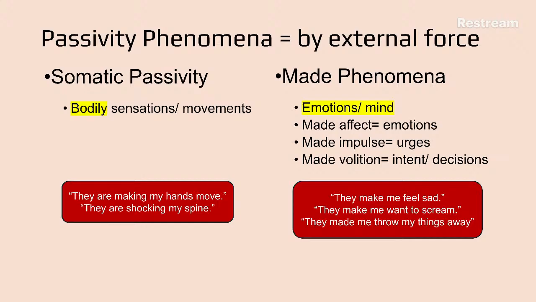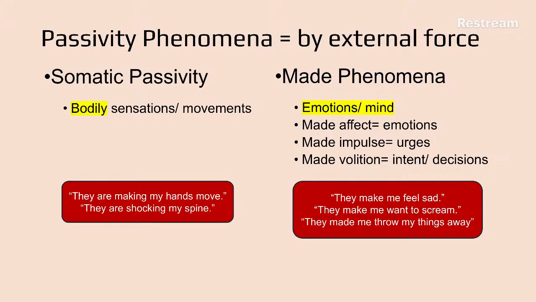Great. So both somatic passivity and made phenomena fall under the classification of passivity phenomena, which basically means that the patient feels like there's an external force acting on them, creating these feelings, making them do things, right? Somatic passivity usually has to do with bodily sensations or movements. For instance, they're making my hands move, they're shocking my spine, things like that.